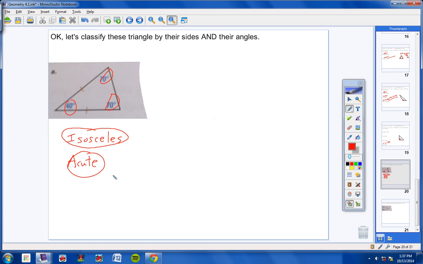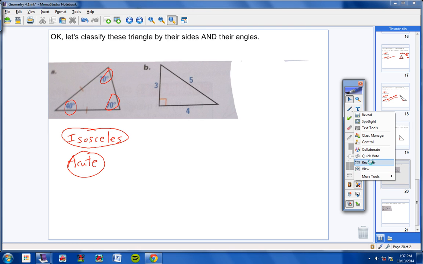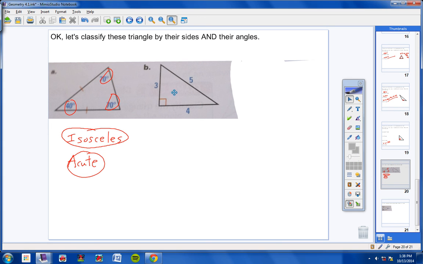Okay, all right, continuing on. Let's take a look at this triangle here. Go ahead and copy this in your notes, students, if you would, please. Copy this down. Triangle 3, 4, and 5 with the right angle, okay? Go ahead and copy this down in your notes, please. I'll give you just a second to do that. And you may work ahead or you may wait for me. It's up to you, okay?